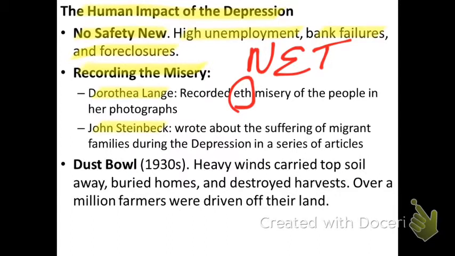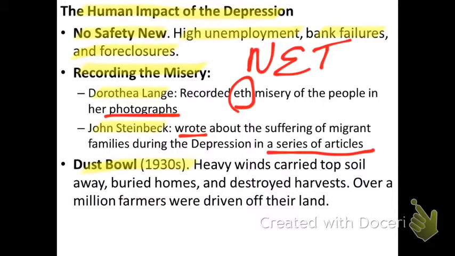Record the misery of the people in her photographs. And, of course, Steinbeck wrote about the suffering of migrant families during the Depression in a series of articles. And, of course, eventually his novel, The Grapes of Wrath, documented the Okies as they left Oklahoma, moving to California, looking for work. Now, again, why did they move from Oklahoma to California?